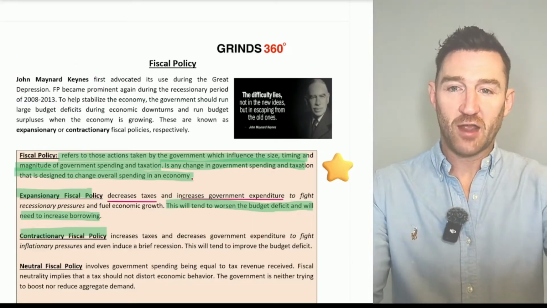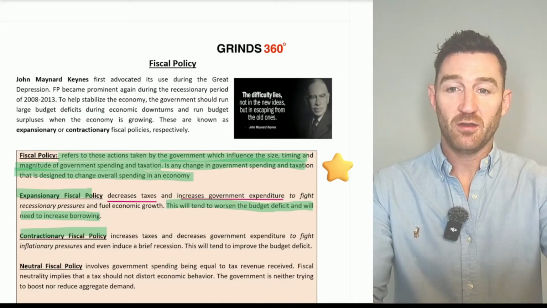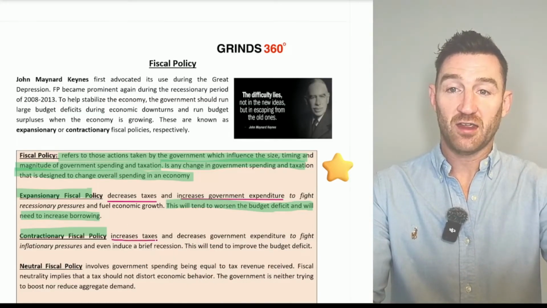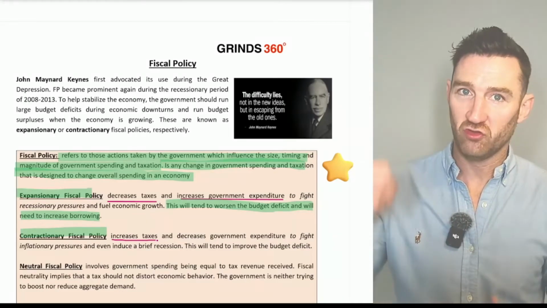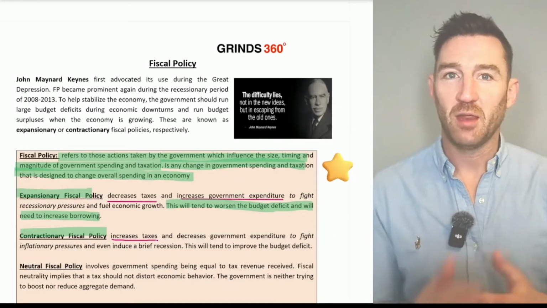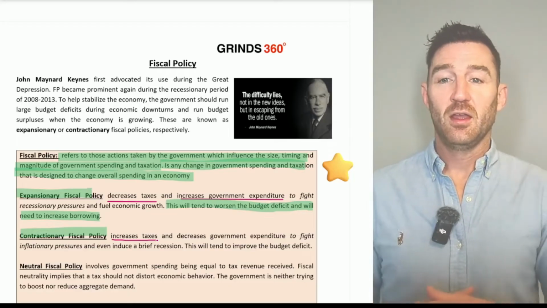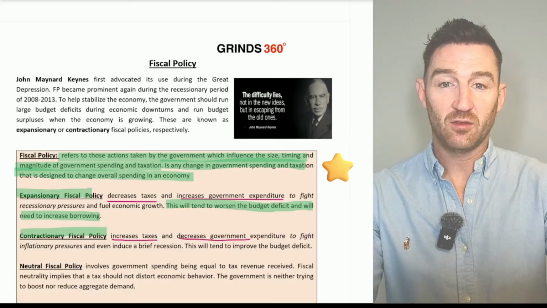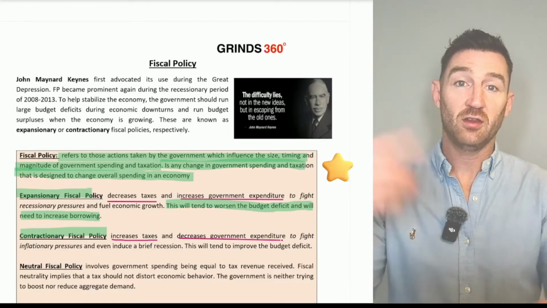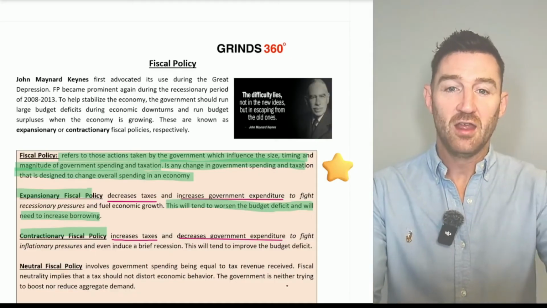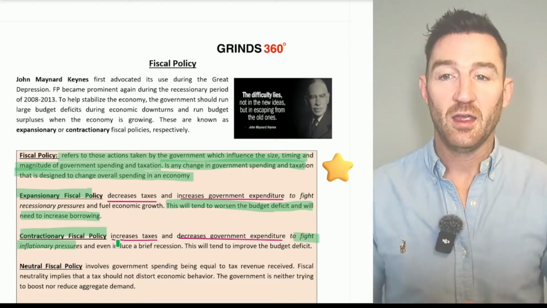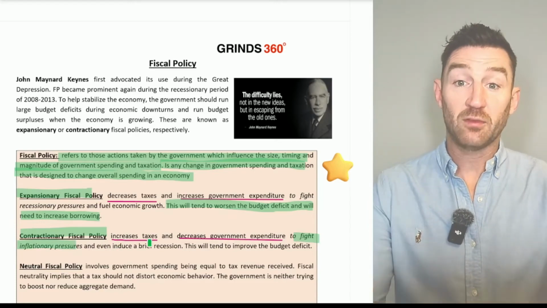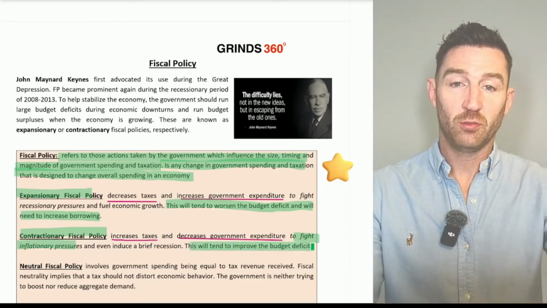And then a contractionary fiscal policy is just the opposite, right? With contractionary, you're going to increase taxes. So you're trying to slow down the economy, slow down spending, and reduce aggregate demand. Maybe you're worried about demand pull inflation. And you're going to decrease government expenditures. So you're going to increase the leakage and reduce the injection. The whole point here is you're fighting inflationary pressures. This will tend to improve the budget deficit.